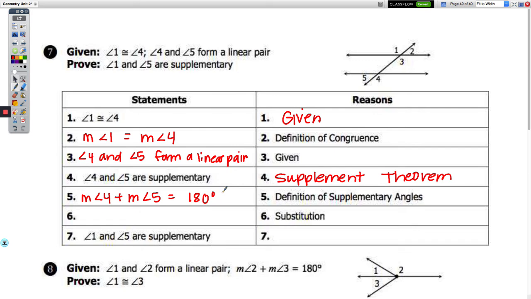Now, let's look. We have substitution. To me, this helps me understand substitution a little bit. What do I know up here that I might could substitute in here? It's going to be something about the measure of angle 4 or the measure of angle 5, right? So I know that it's equal. You can substitute angle 1 for angle 4. So I can say that the measure of angle 1 plus the measure of angle 5 is equal to 180 degrees. Going the other direction sometimes helps you understand better what's going on. Okay?